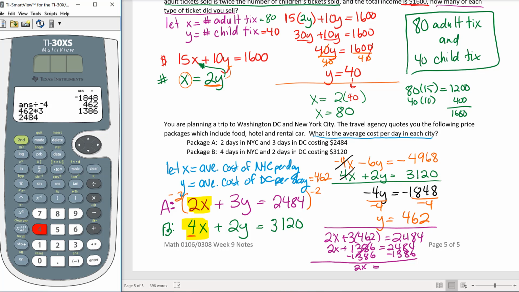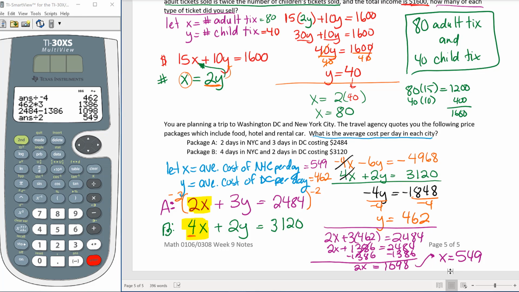2,484 minus 1,386. Oops, try that again. 2,484 minus 1,386 is 1,098. Now I'm going to divide both sides by 2, and that gets me x is equal to 549. So we have 549, which is the average cost per day in New York.